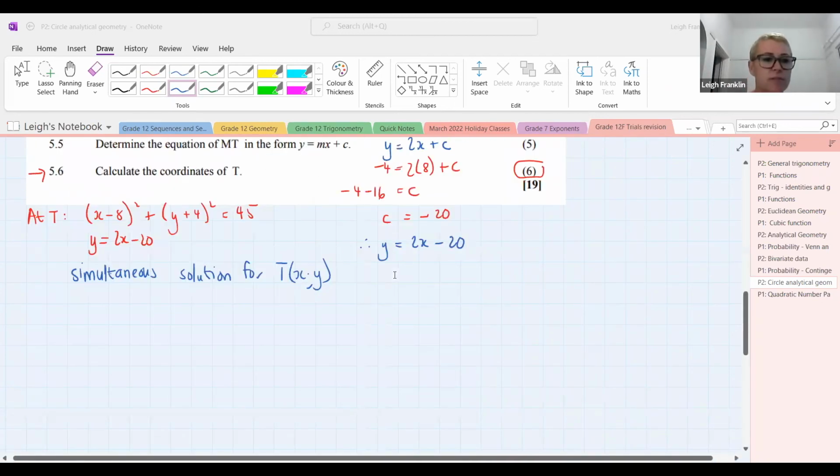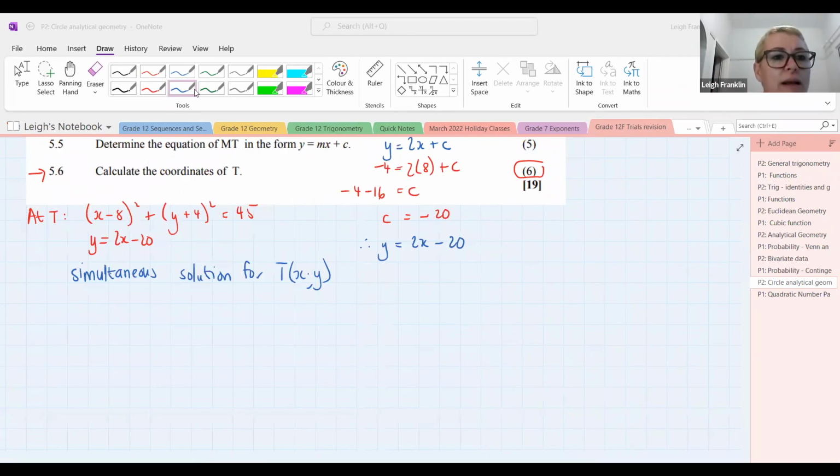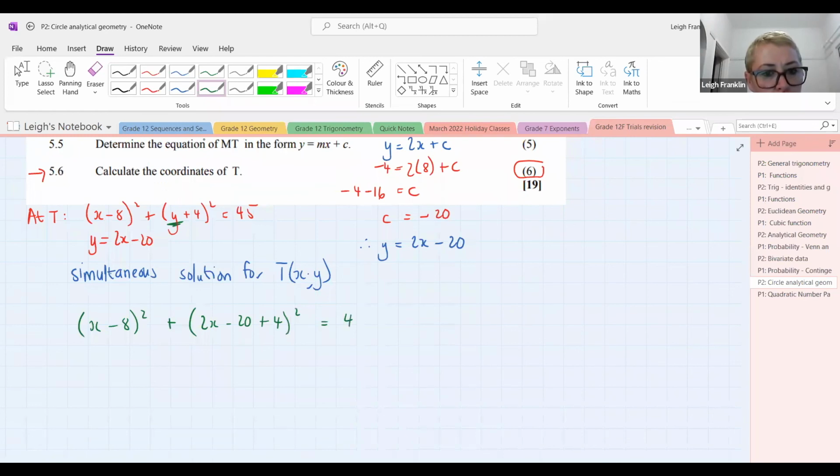All right, so now we're going to do our simultaneous solution. We're going to take the equation of the radius and sub it into the circle. So I'm going to write down the equation of the circle, (x minus 8) squared plus, and this y that I've underlined in green, I'm replacing with 2x minus 20, because that's y, plus 4 squared is equal to 45. I'm going to get a mark here for subbing in.